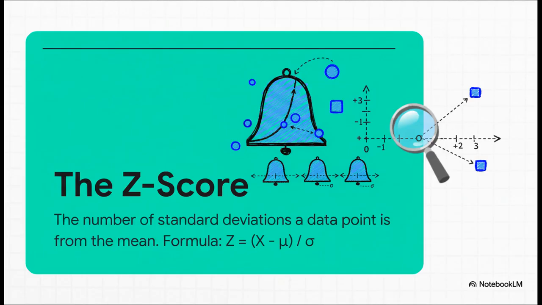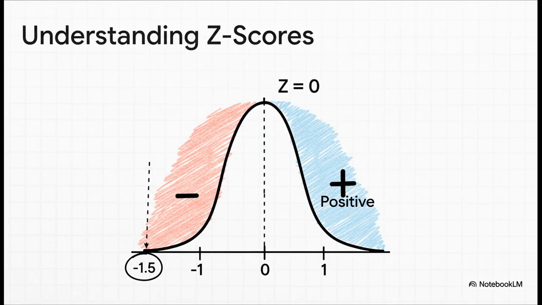It can take any data point from any normal distribution and tell you the exact same thing: how many standard deviations it is away from its own mean. And the formula is beautifully simple. Just take your value, subtract the mean, and then divide the whole thing by the standard deviation. So what does a z-score actually tell you in practice? It's super intuitive. A positive score, your value is above average.